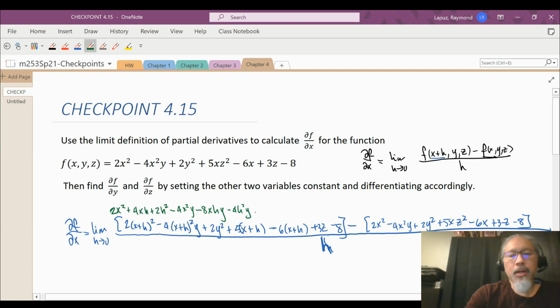Now we have a positive 2y squared. That doesn't change. And the 5 times x plus h will get distributed: 5x plus 5h. And then, oops, there's a z here, z squared. I forgot about the z squared. So that's 5x. So let's multiply this by z squared.